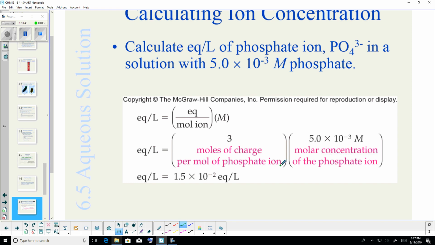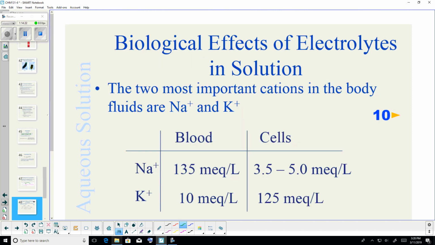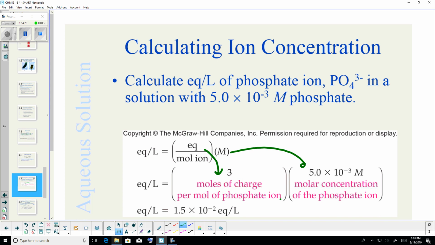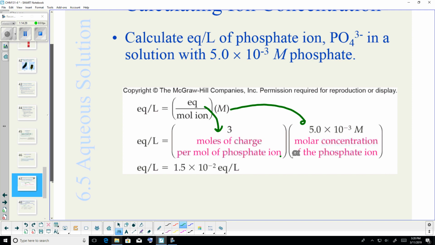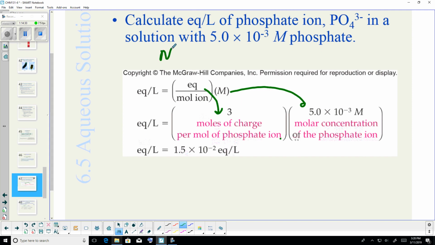Right? This is the molarity. This is the equivalents per mole of ion. Each mole of that gives us 3 charges. In this case, it's negative. It could be positive. So the total equivalents per liter is 3 times 5.0 times 10 to the minus third. You take the charge and multiply it by the molarity. So if I were to look at this, let's say, again, it was Na3, sodium phosphate.